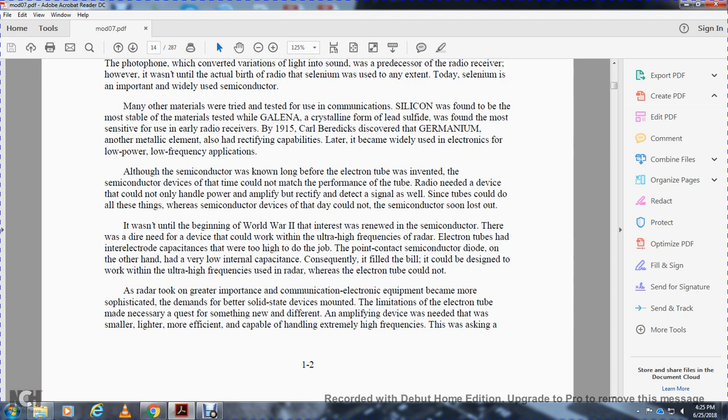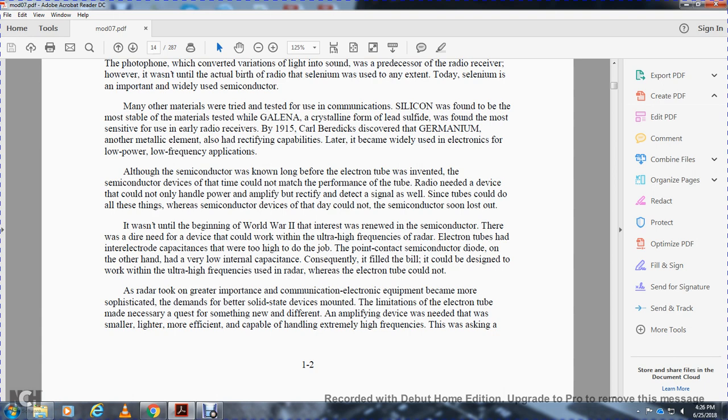It wasn't until the beginning of World War II that interest was renewed in the semiconductor, because of the dire need for a device that could work with the ultra-high frequencies of radar. Electron tubes had interelectrode capacitances that were too high to do the job. The point-contact semiconductor diode, on the other hand, had very low internal capacitance. Consequently, it filled the bill and could be designed to work with the ultra-high frequencies used in radar, while electron tubes could not.